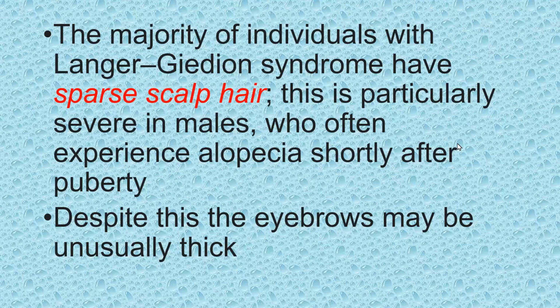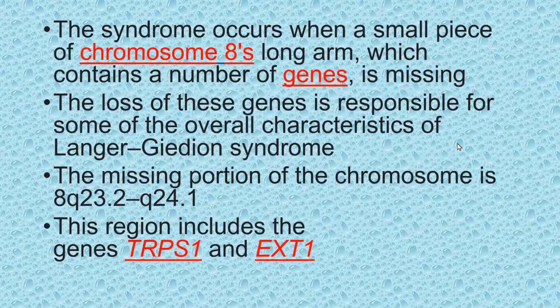The syndrome occurs when a small piece of chromosome 8, long arm, which contains a number of genes, is missing. The loss of these genes is responsible for some of the overall characteristics of Langer-Giedion syndrome. The missing portion of the chromosome is 8q23.2-q24.1. This region includes genes TRPS1 and EXT1.